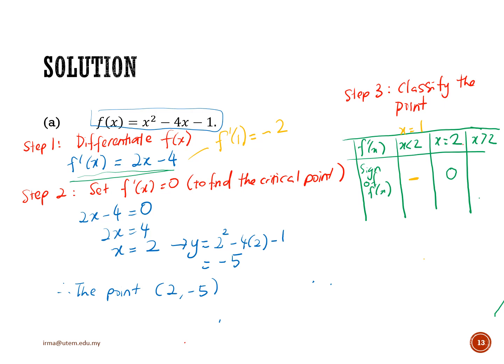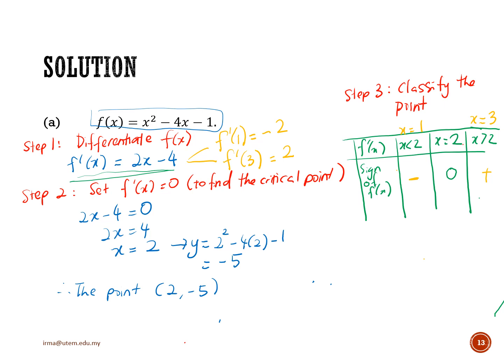So when we have x greater than 2, we choose any point, for example 3 here. If you substitute x equal to 3 into f prime x, you'll have 6 minus 4, which is equal to positive 2. So you will have the positive sign. Alright, so we have this table.